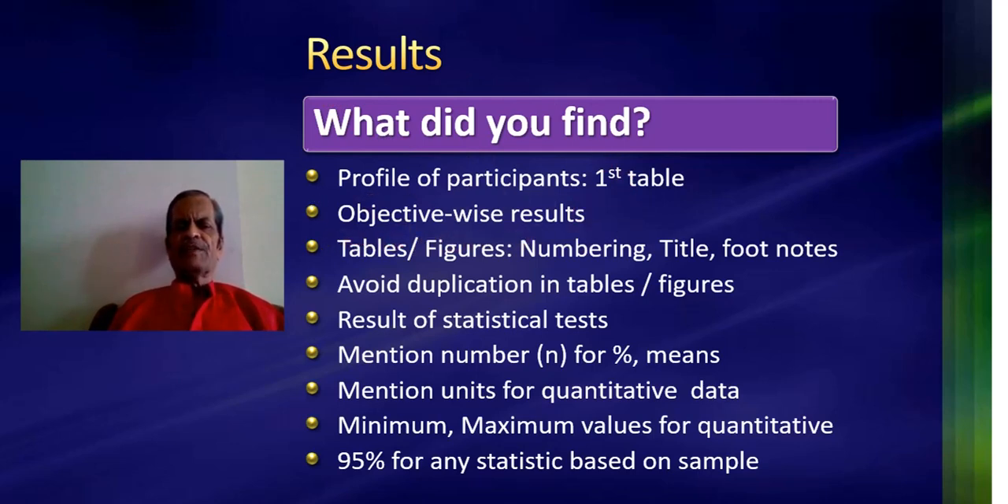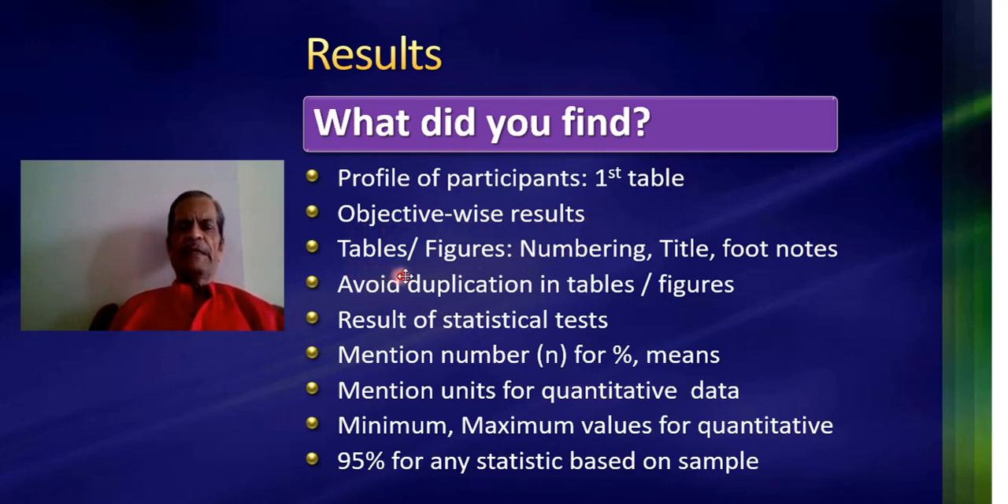While mentioning the results, one should mention them objective-wise in chronological order. The results and observations related to the first objective should be mentioned first, the second objective should come next, and the third objective should come after the second objective. So that ensures that you are giving the results in a methodical manner. Otherwise, you may mix up the results and there may be confusion in the minds of the reader. So give the results objective-wise.